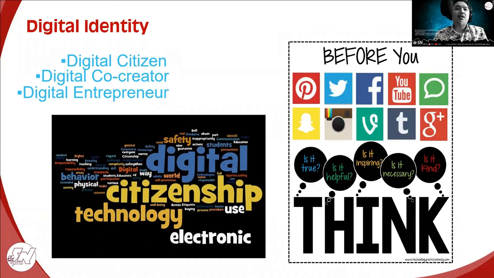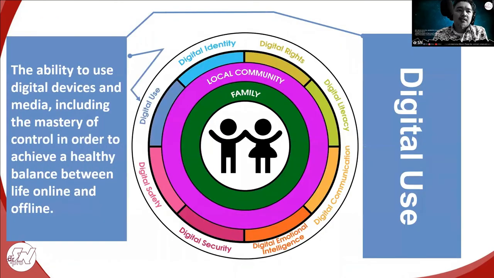And then they want to share with their friends because they're eager to know when they can meet face to face. So they keep updating the COVID information, and then they share it on their social media and their WhatsApp groups with their friends. Okay, so that's digital identity. And then next, the second one, digital use: the ability to use digital devices and media, including the mastery of control in order to achieve a healthy balance between online and offline.